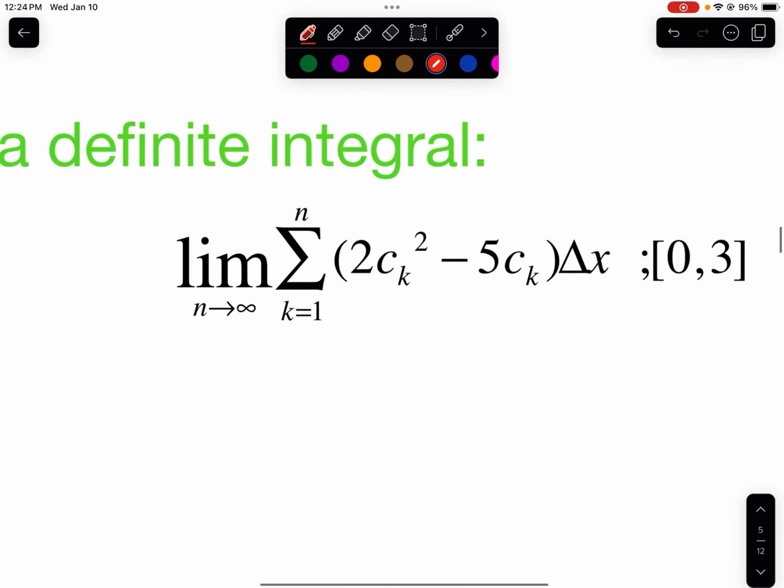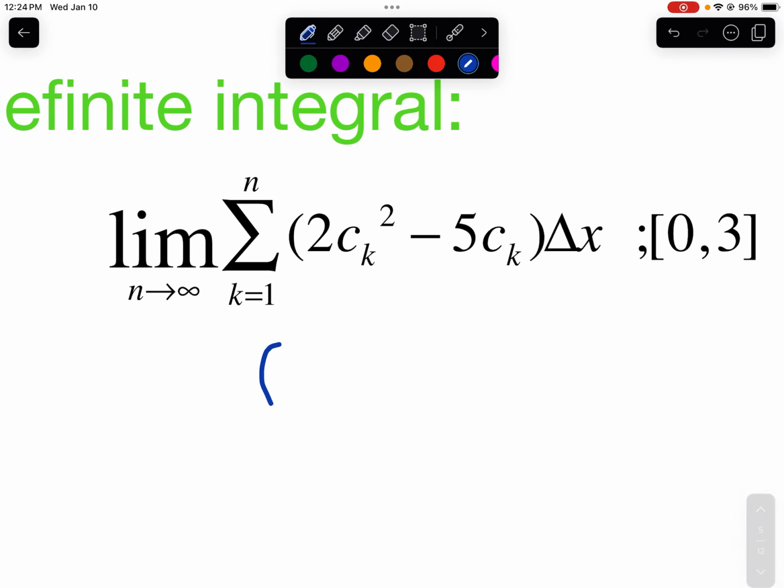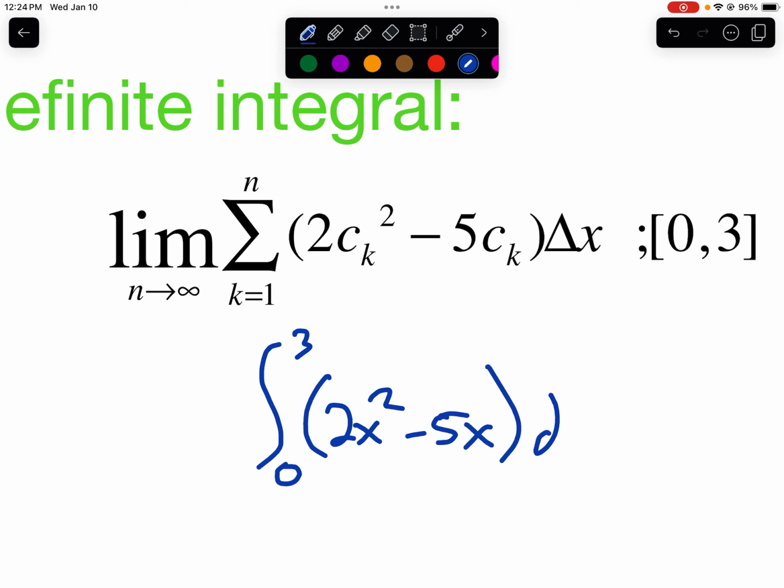Let's try this one. Let's get our symbol down first. Our limits of integration are 0 and 3. Our integrand here looks like 2x squared minus 5x, and our delta x there is our dx.